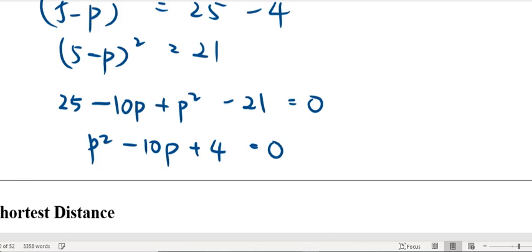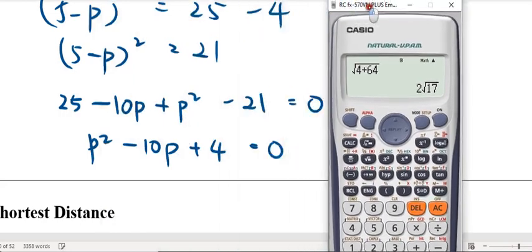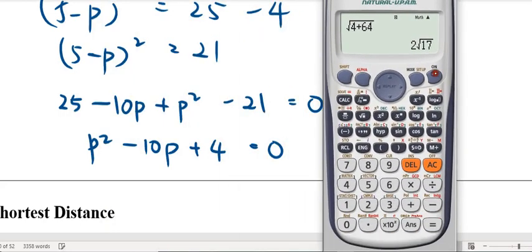After that, how do you solve it? Obviously this one you won't get a real factor, so you need to use your quadratic formula. You see, you have a 1, -10, and 4.